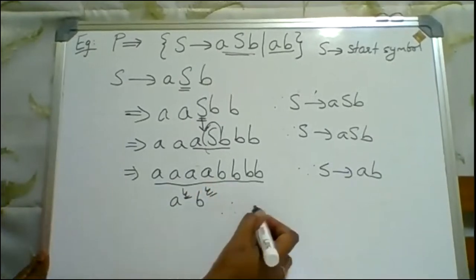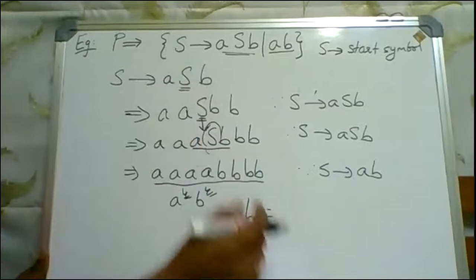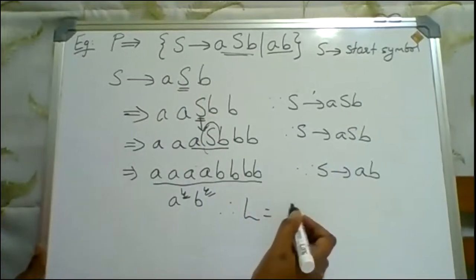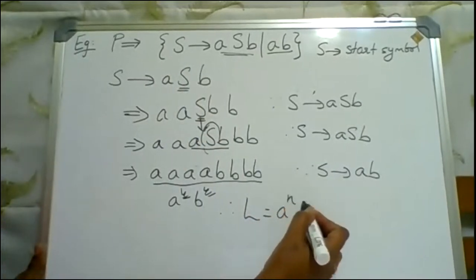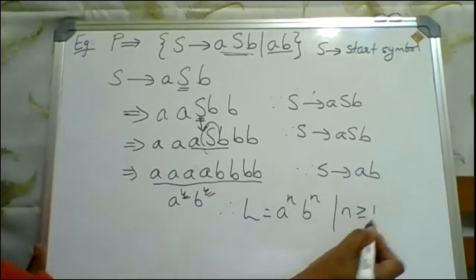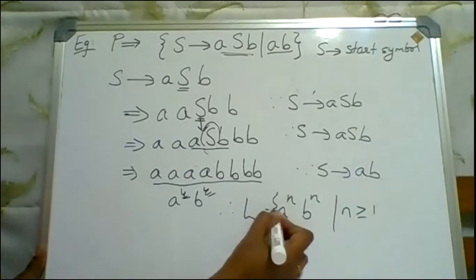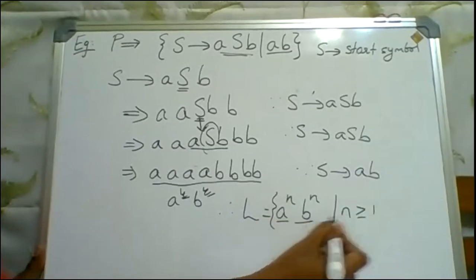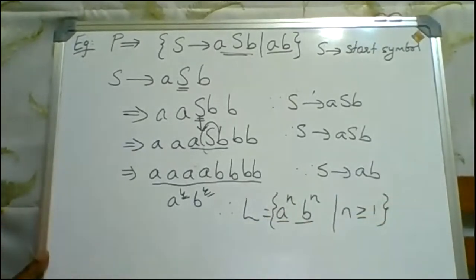Therefore, we can say the language generated by this grammar is L equals A power n, B power n, where n is greater than or equal to 1. It means equal number of A's followed by equal number of B's.